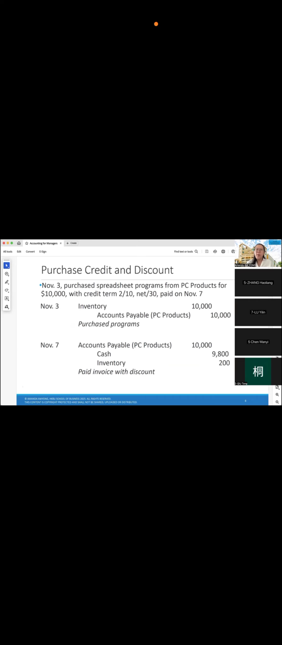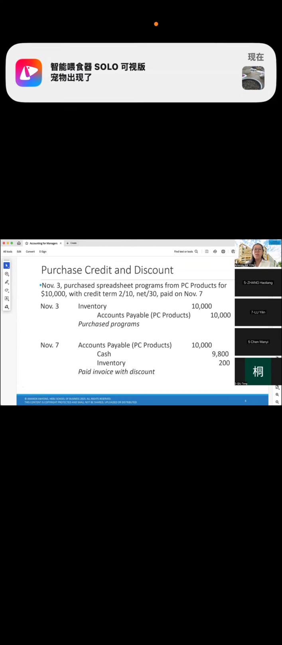And after we prepared the financial statements, as we saw in your assignment 1, of course, we then went on to talk about inventory and purchases, right? So this is the next topic that I wanted to talk about. For inventory and purchases, I introduced to you the concept of a purchase credit and discount, okay? And so let us go through this example together.